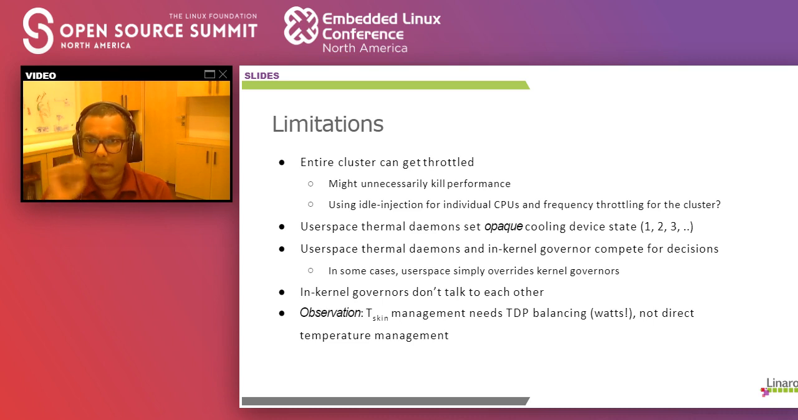The other limitation with the framework today is that the user space daemons set opaque cooling device states. So they just say 1, 2, 3. What this 1, 2, 3 corresponds to, nobody knows except the person who has actually characterized that particular device. So there's an engineer who's gone and tested this device at various use cases and said that in the gaming use case, I want to throttle the CPU to cooling device state 2. That's it. And on a new device, it could be a completely new number. So it's really opaque.